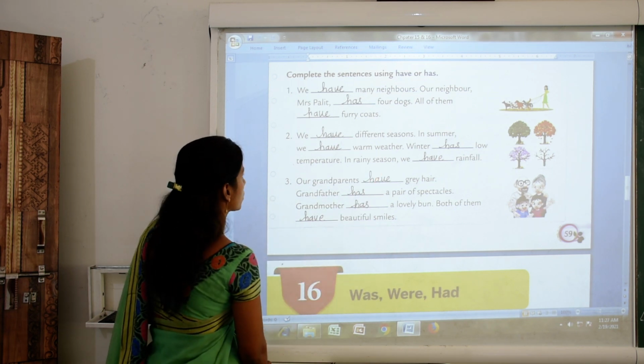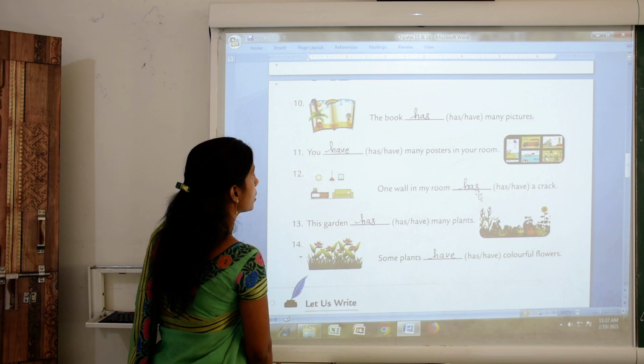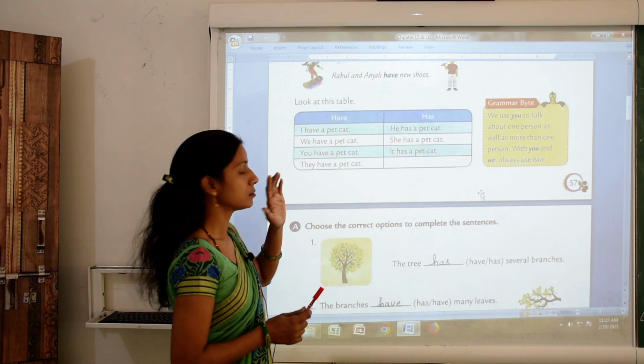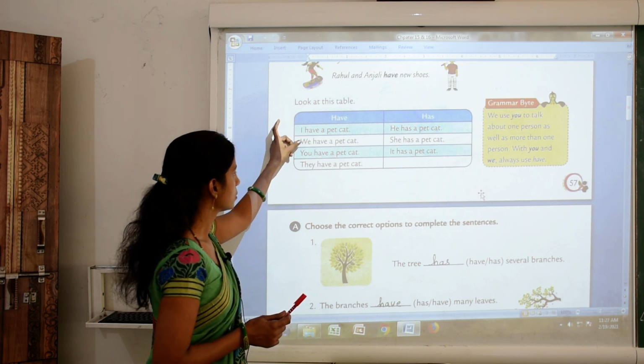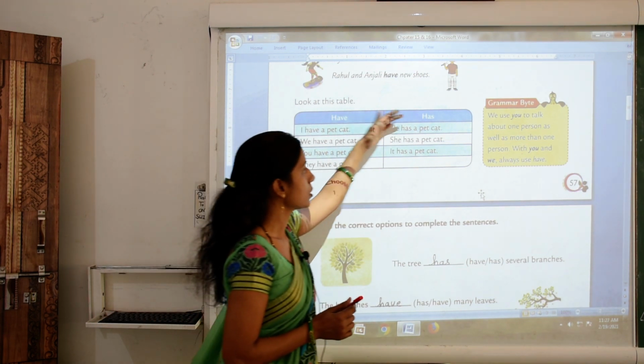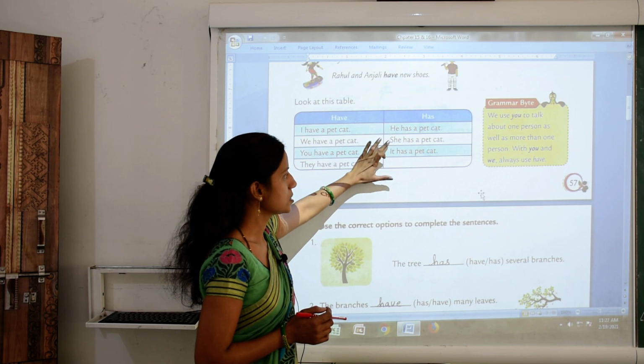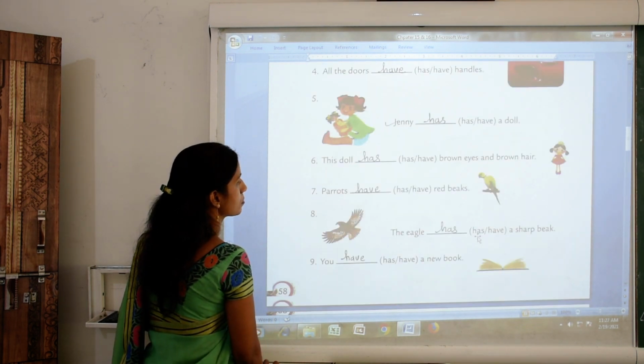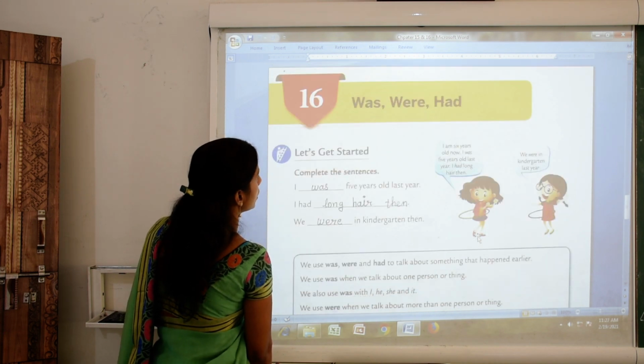Okay. Hope you are clear where we use have or has, so just revise. We use have with I, we, you and they, and we use has with he, she, it and any singular name.